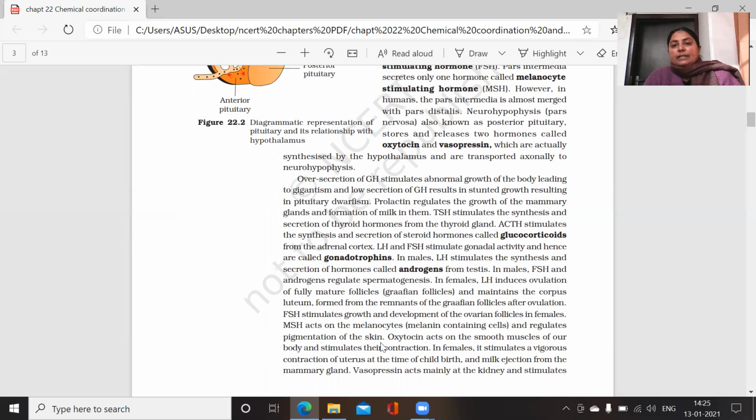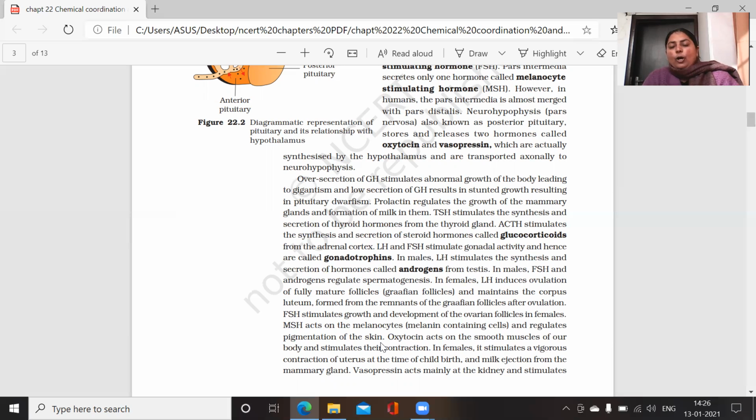Then there is another hormone, thyroid stimulating hormone. It stimulates the synthesis and secretion of the thyroid hormones, which are thyroxine, from the thyroid gland. Then there is the hormone ACTH. This ACTH hormone stimulates the synthesis and secretion of the steroid hormones called glucocorticoids from the adrenal cortex portion of the adrenal gland. And there are LH and FSH hormones, that is luteinizing hormone and follicle stimulating hormone, which stimulate the gonadal activities, and hence they are collectively called gonadotropins.